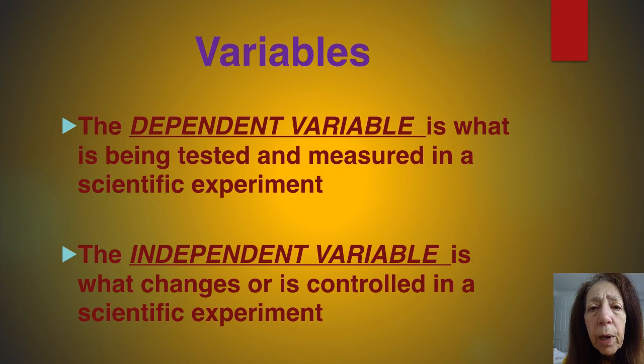A little more in this process are variables, and there are two. You have your dependent variable and the independent variable. So the dependent variable is what is being tested, what is being measured. The independent variable is the part that changes. You can change the information to see if the outcome changes. It's very important. You must have your variables.